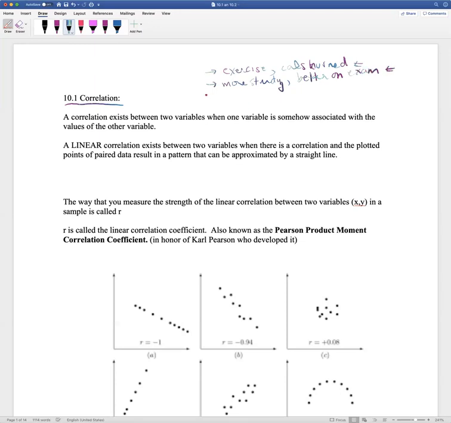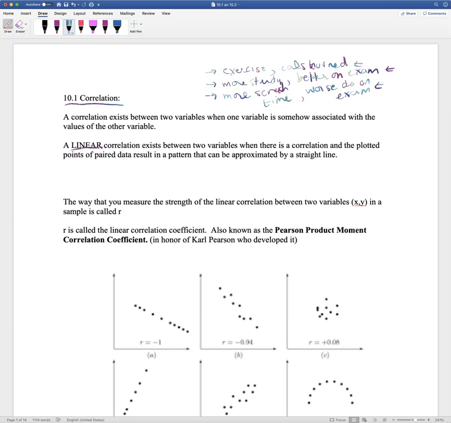There's also a correlation between screen time and exams: the more screen time you have, the worse you do on an exam. So if you spend a lot of time the day before an exam playing on your computer, watching television, or hanging out on your phone, then the worse you're going to do on the exam. And it's still a correlation. So the idea is, again, that a correlation exists between two variables when one variable is somehow associated with the values of the other. Exercise is associated with calories burned. Study time is associated with doing better on an exam. A lot of screen time is associated with doing worse on an exam.